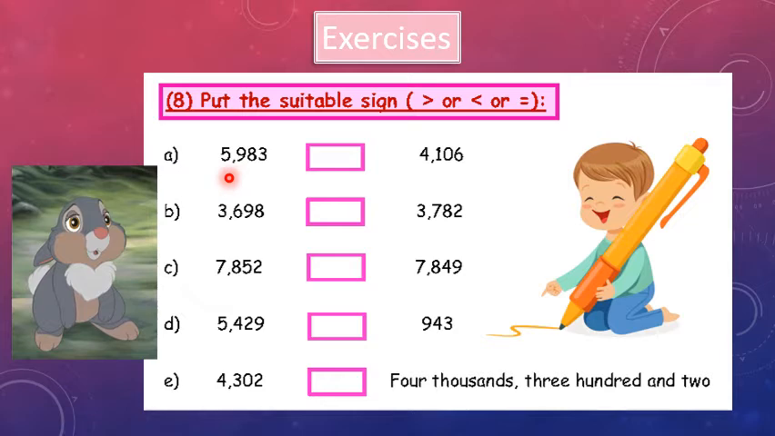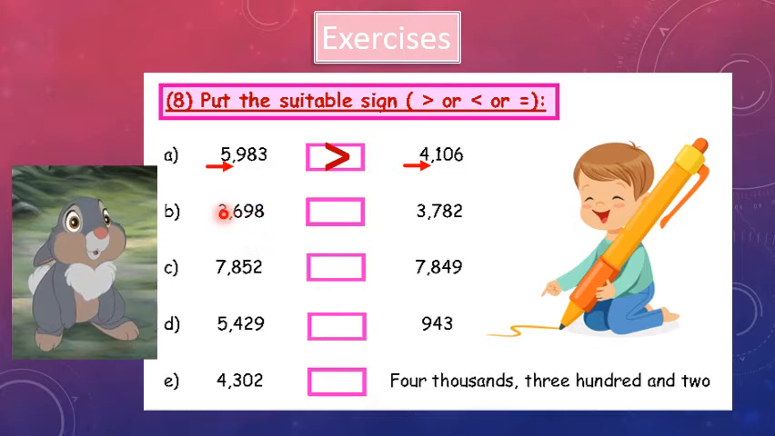Let's go here. We have 1, 2, 3, 4 digits, and here we have 4 digits also. Then let's go from the left place, which means the highest place value, which is thousands. Here we have 5,000 and 4,000. Which is bigger, 5 or 4? Yes, it will be 5. 5,983 is more than 4,106. Let's go to another exercise.